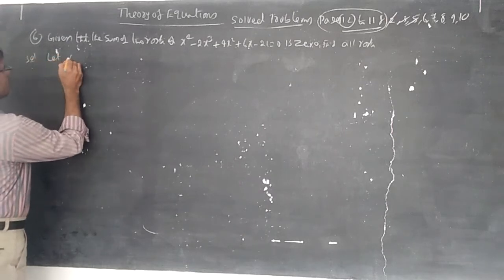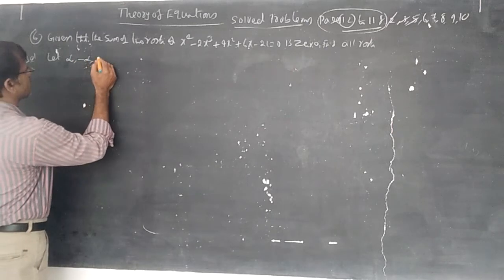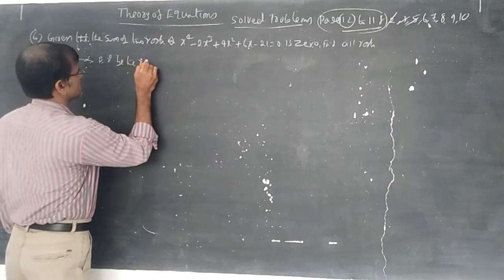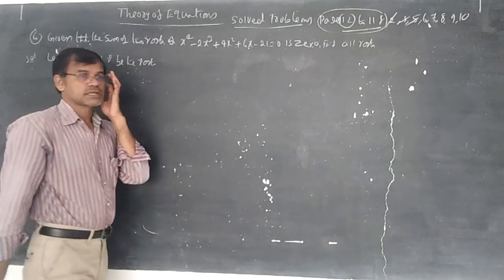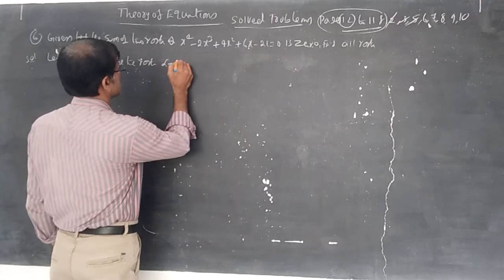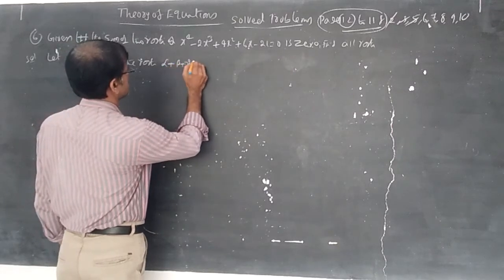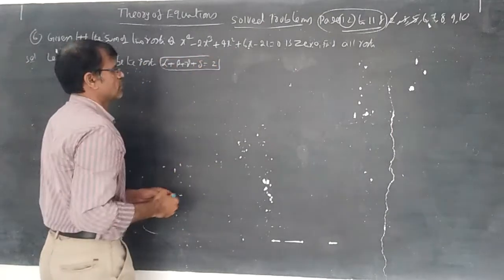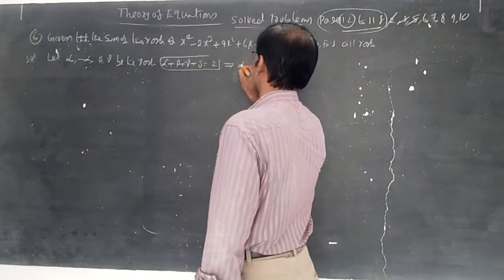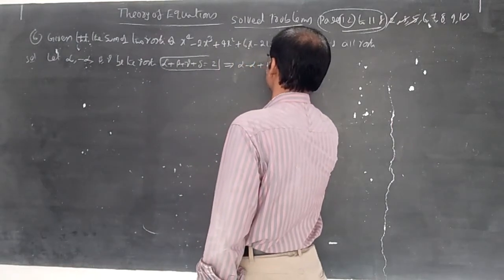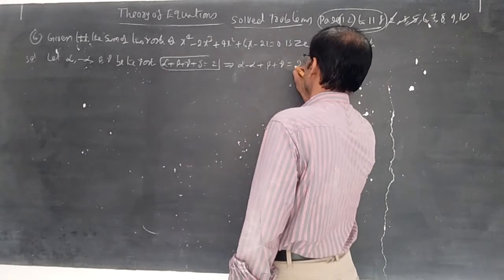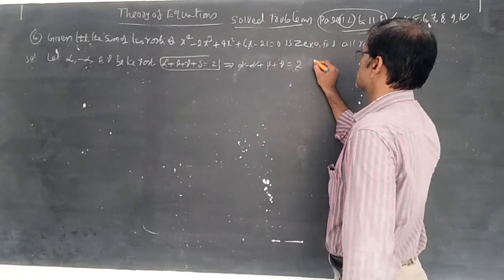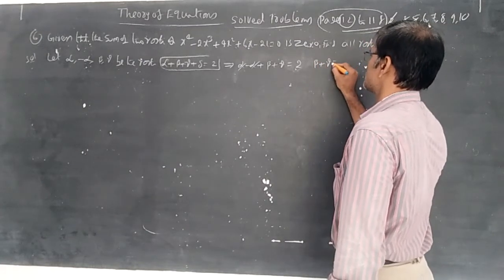Let alpha, minus alpha, beta, gamma be the roots. Let us remember the formula: alpha plus beta plus gamma plus delta is equal to 2, the sum of roots. So we can write alpha minus alpha plus beta plus gamma is equal to 2. Alpha minus alpha get cancelled, so beta plus gamma is equal to 2, we got.